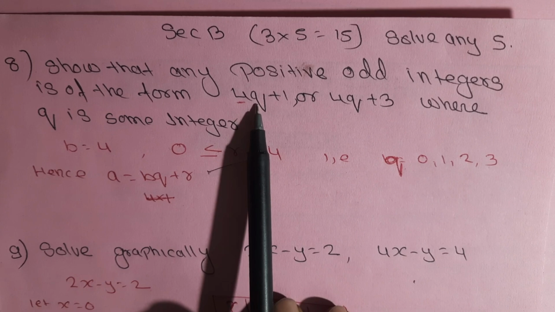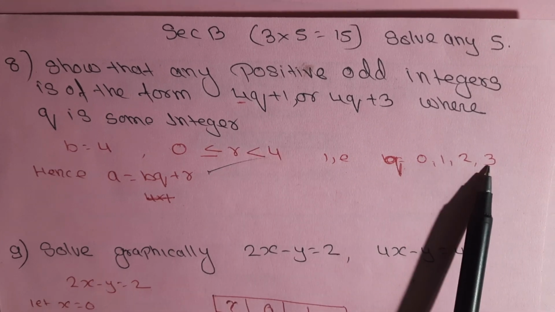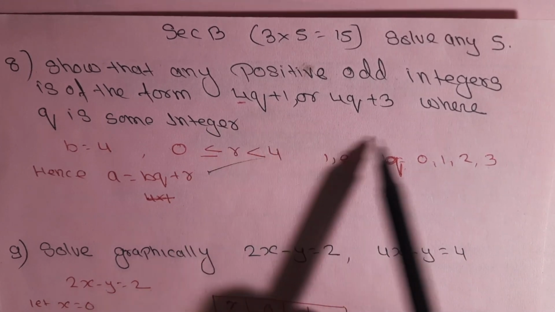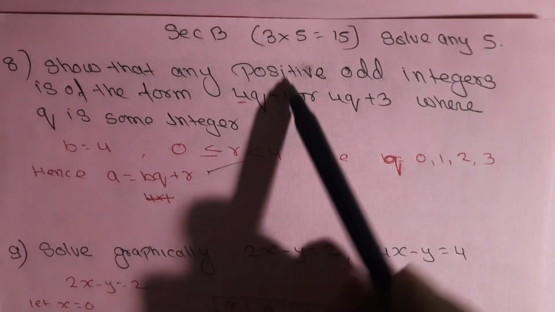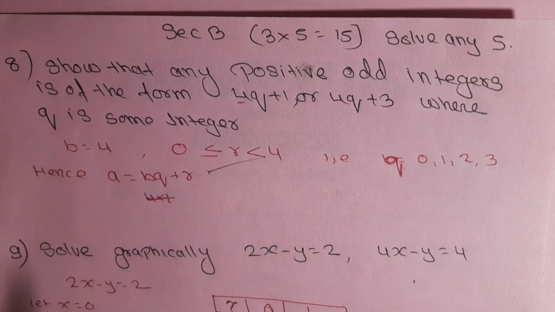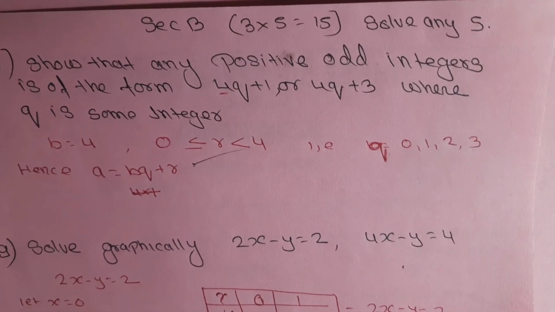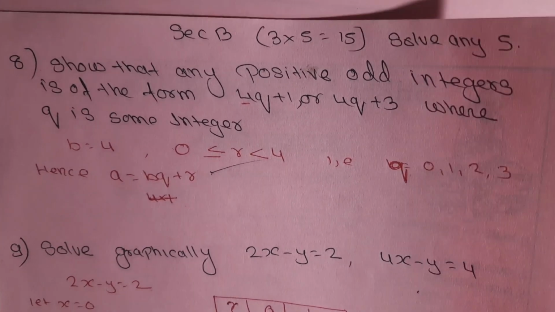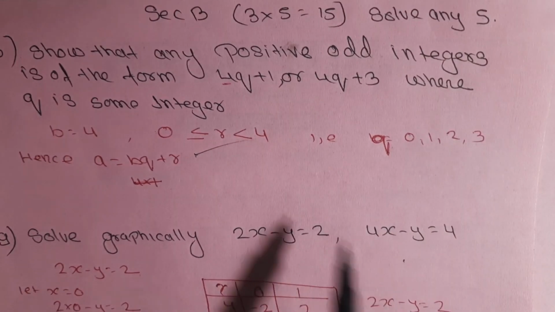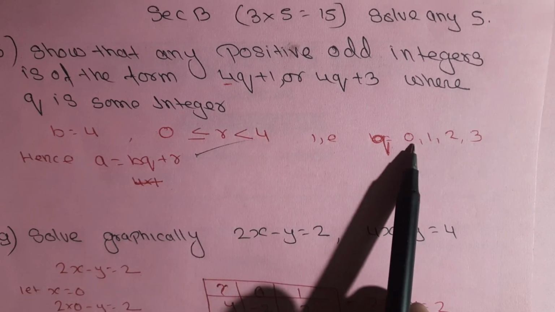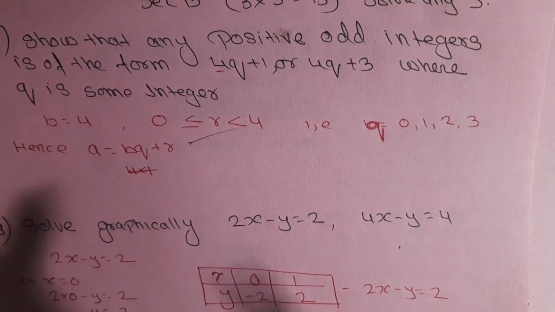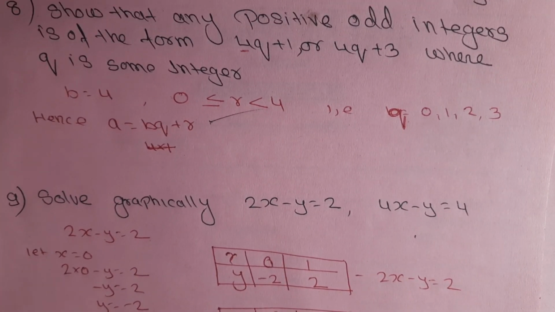You put the values here. Wherever odd numbers are there, they will be in this form. If you put these values and find out, you can solve it automatically. There is nothing more to do. You can prove it very clearly by putting the values 0, 1, 2, 3 here, and you will get this answer. Now come to question number 9.